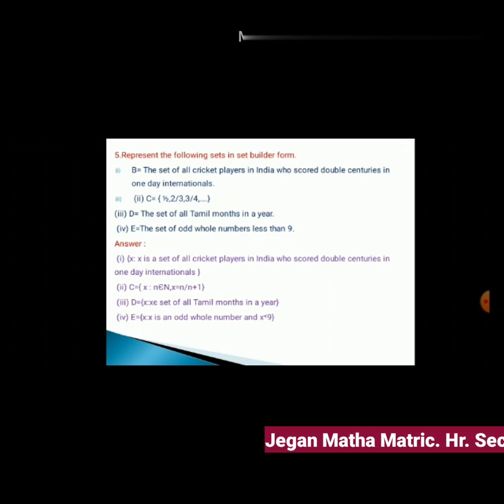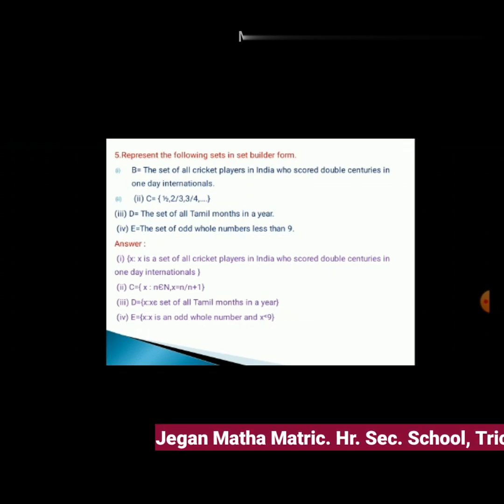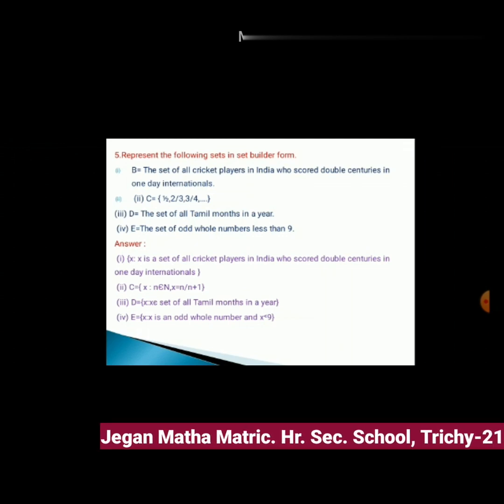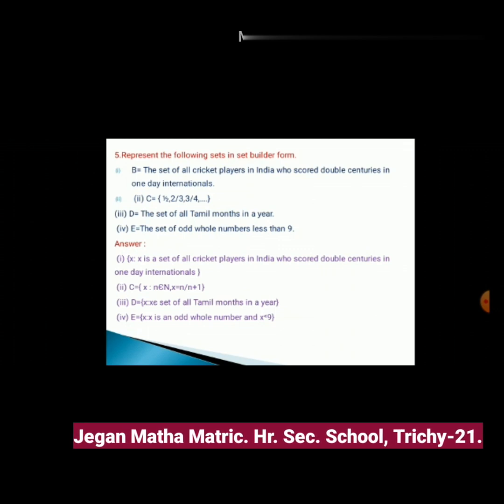In the third one, D is equal to the set of all Tamil months in a year. This is descriptive form. We change it into set builder form. So D set is equal to x such that x belongs to the set of all Tamil months in a year. In the fourth question, E is equal to the set of odd whole numbers less than 9. So E is equal to x such that x is an odd whole number and x is less than 9. These are the fifth question answers.